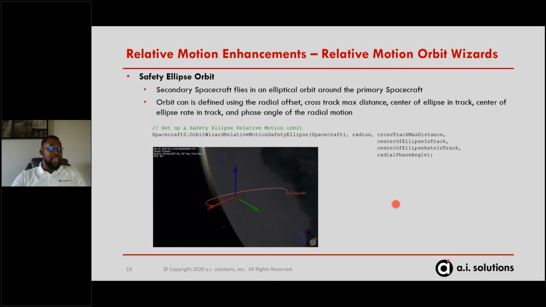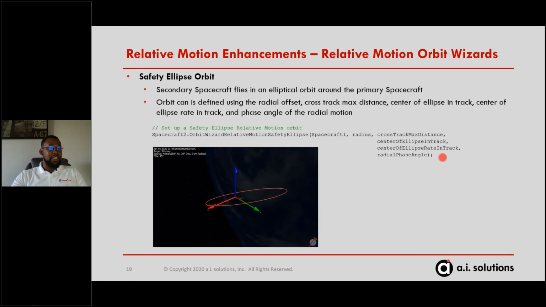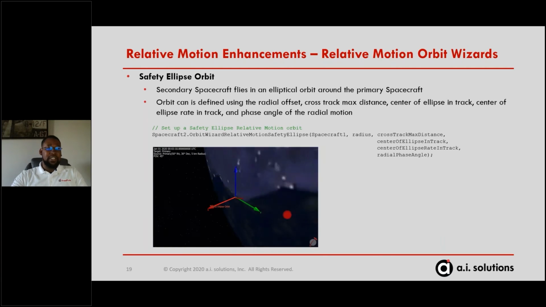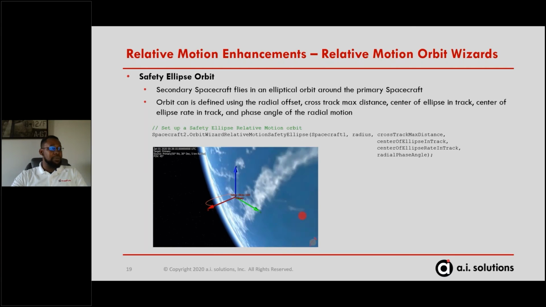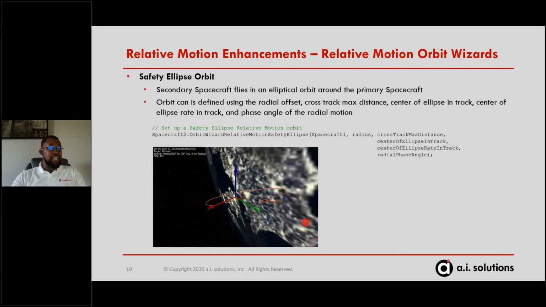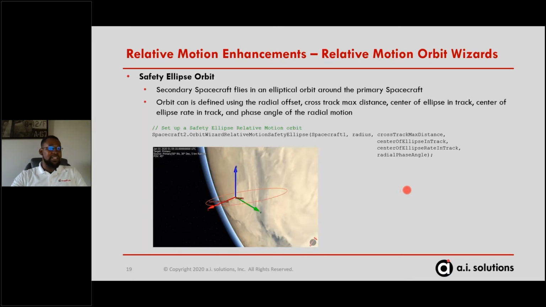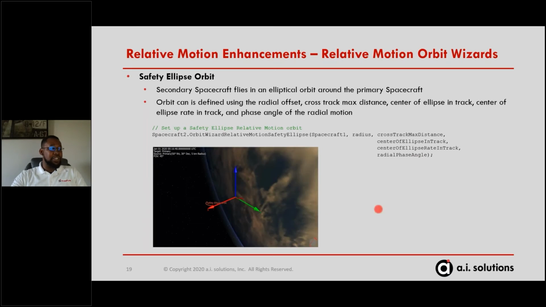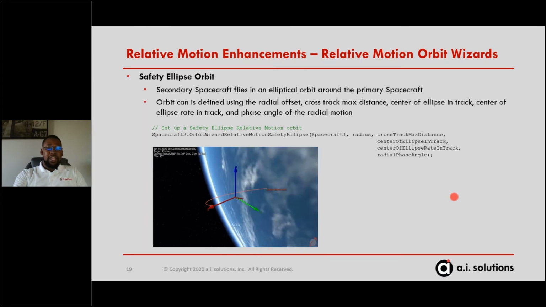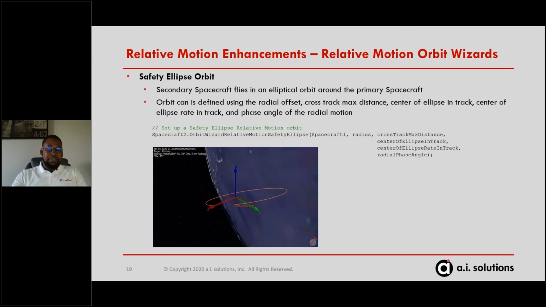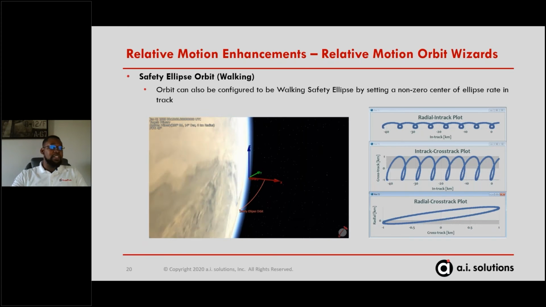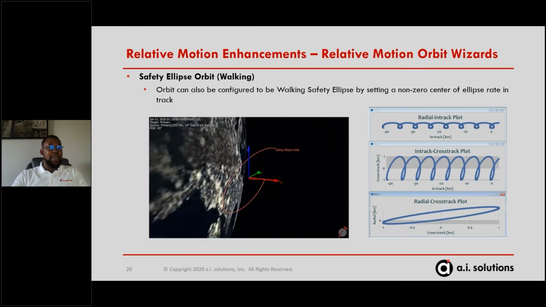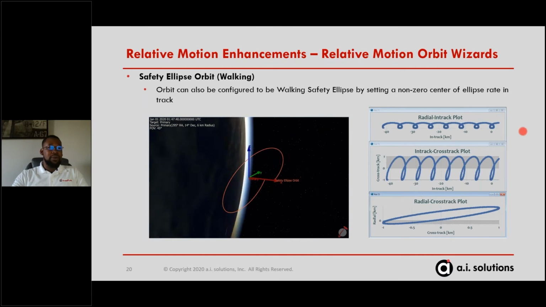ellipse, rate in track. And when we provide a 0 rate in track, we can see that we get a perfect safety ellipse that is flying around our primary spacecraft, and keeping the cross-track max distance and the center of ellipse in track at the same position. But if you would like, you also have the option of setting up what is called a walking safety ellipse.